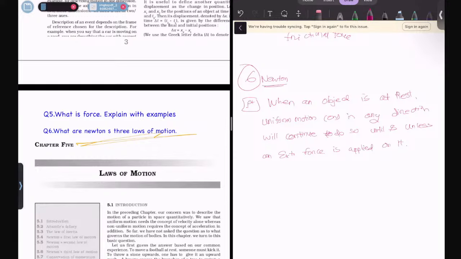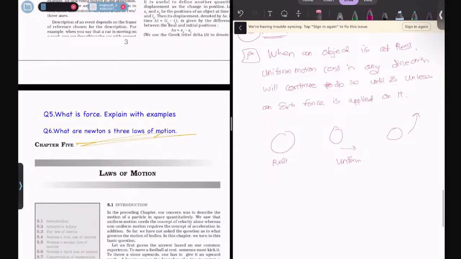When an object is at rest, or an object is moving in uniform motion, or going in one direction, it will continue to do so until and unless an external force is applied on it. Okay, this is what is Newton's first law of motion. You might be thinking this is a very simple thing. What is that to make it a first law of motion? But at that time, I don't know why, but it has been described as one of the greatest discoveries, Newton's first law of motion.